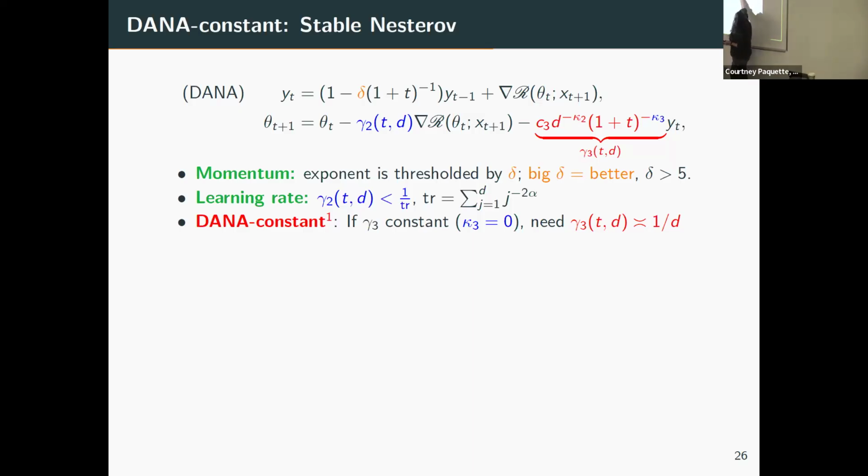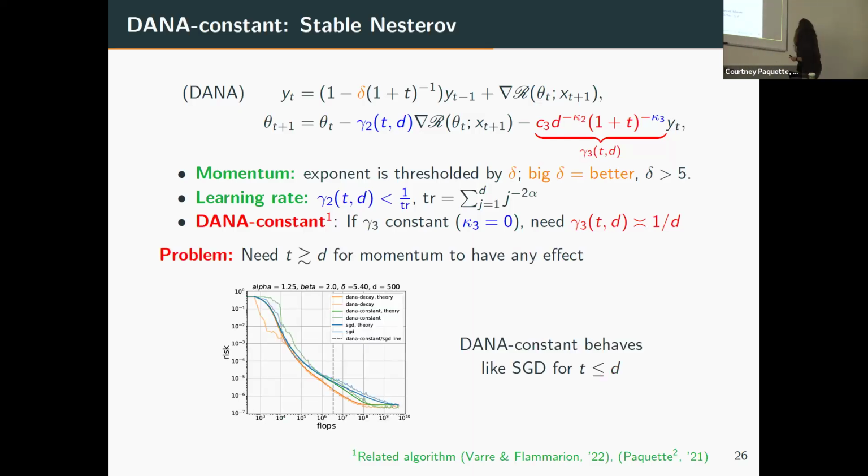That is to say, it doesn't depend on t here. It can depend on d, but it can't depend on t. And if it depends on d, you can show that what you need is 1 over d. That's what you need in order to go into control. The problem with that is, that's for stability. You just need 1 over d so the algorithm is stable.